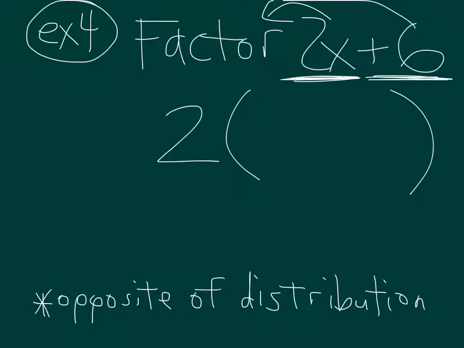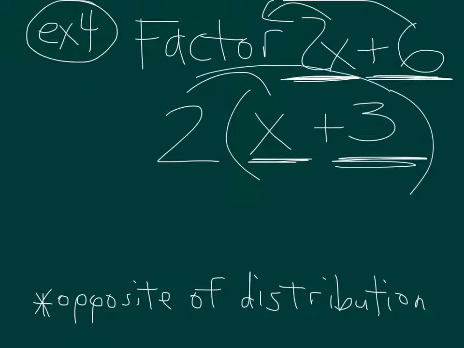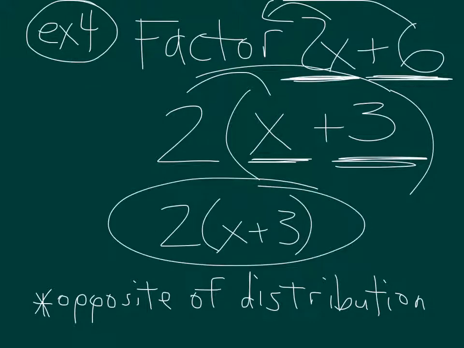So what would go right here to give me 2x if I distributed? Well, x would go there. 2 times x is 2x. What would go here to give me 6? 2 times positive 3 if I distribute it back in. So my answer is 2 times the quantity x plus 3 would be my factor.